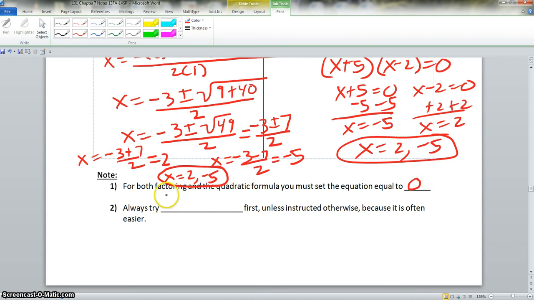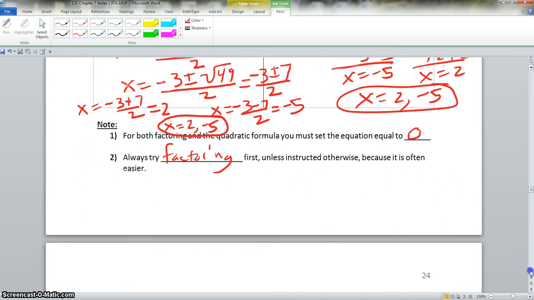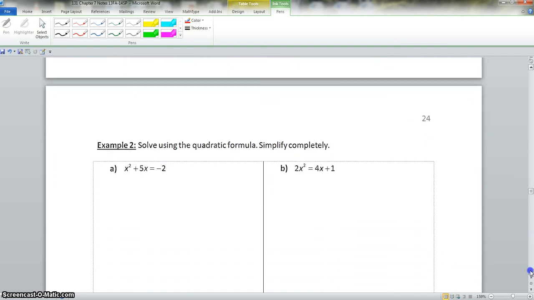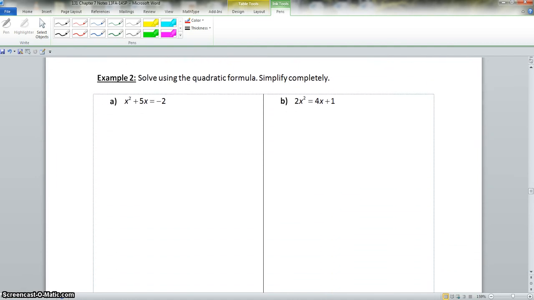Always try factoring first, unless instructed otherwise, because it is often easier. Now, one of the reasons why it's easier is because you're used to factoring. You've been factoring for quite a while now, from your last class up to this class, or even from high school. The quadratic formula takes a little while longer because you have to substitute in for all of those different variables. So now it says solve using the quadratic formula.